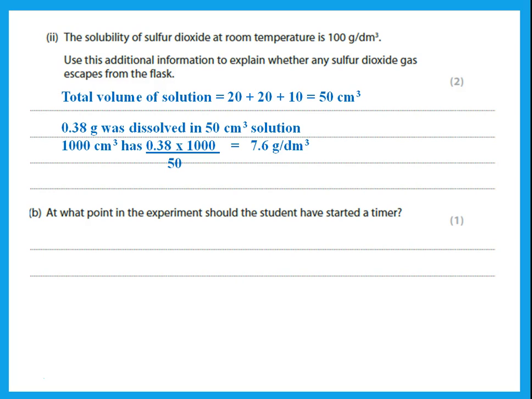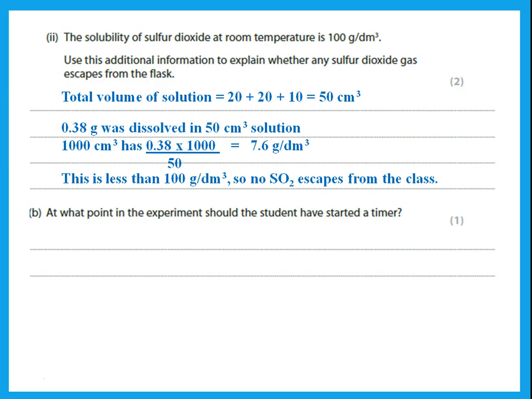So what I have is 0.38 grams dissolved in 50. So how much will I have dissolved in 1,000? And I calculated it to be 7.6 grams. 7.6 grams is less than 100. So that means that the 7.6 grams per decimeter cubed that is formed will just remain in the solution. It will not escape, so no SO2 gas escapes from the flask, not the class, sorry.